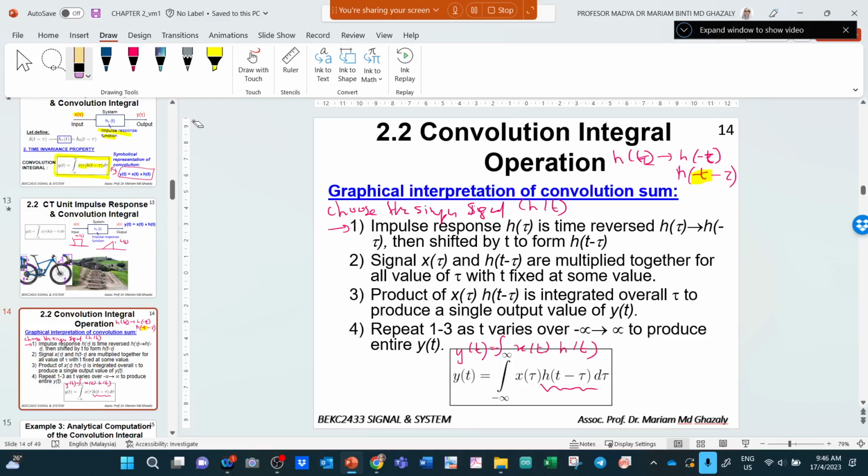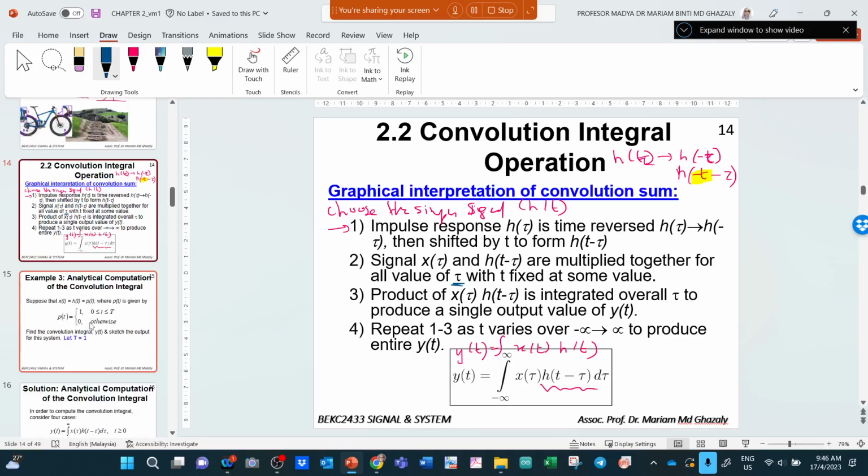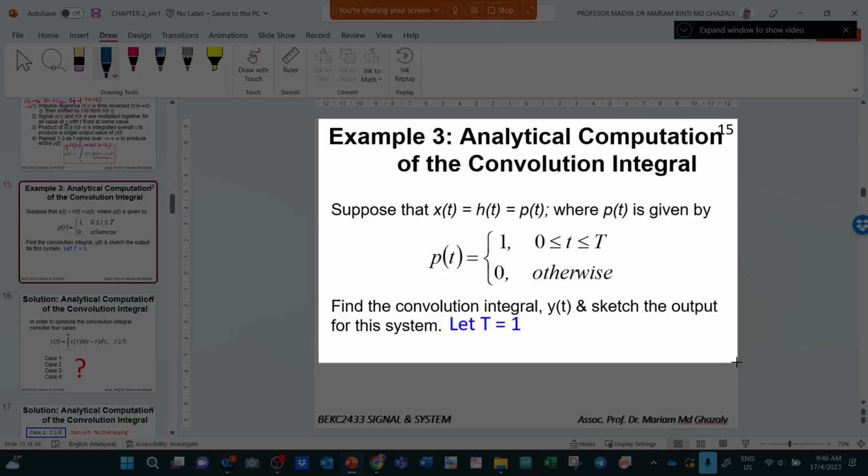Okay, then after doing that, signal xt and ht minus tau are multiplied together for a value at t value with t fixed at some value. Apa pula ni? Nanti kita buat example. Product of xt and ht minus tau is integrated overall to produce a signal output value. Okay, repeat 1 to 3 as time varies over minus infinity to infinity. Okay, so let's do an example lah untuk faham what does it mean by that. So let's do example.